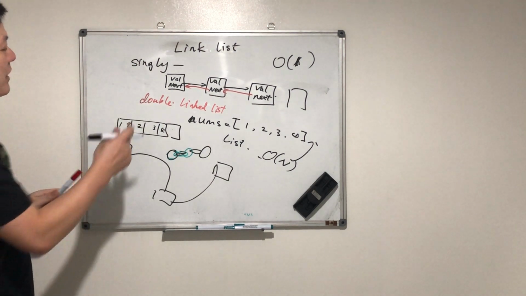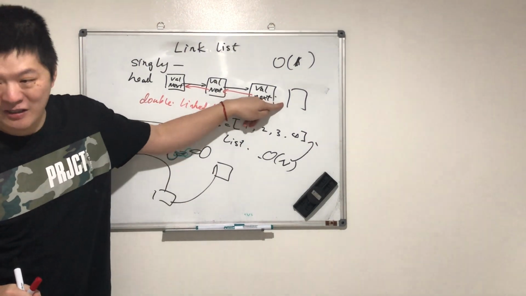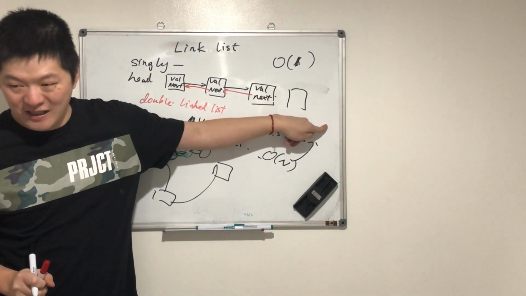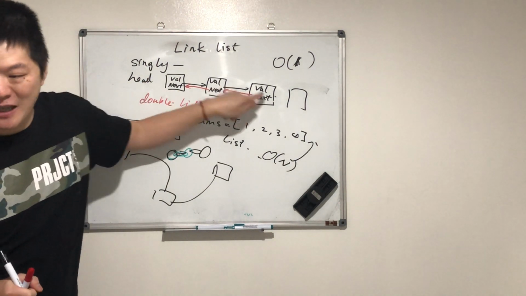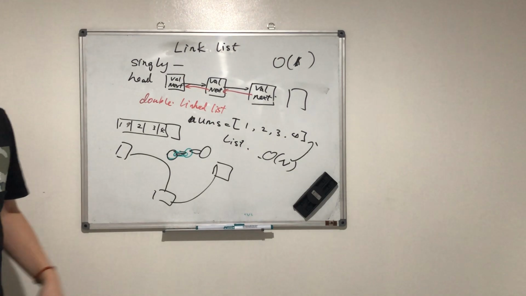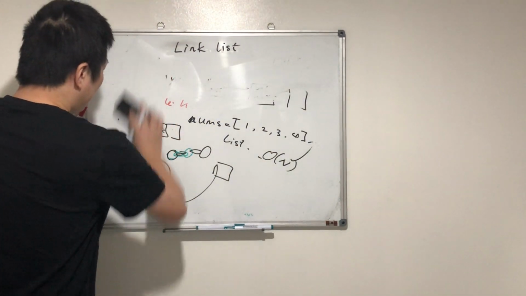If you are given the head of the linked list, it takes O(n) time to traverse the linked list, because you have to start from the beginning and follow one step at a time to find the end. Okay? So now let's write this class.